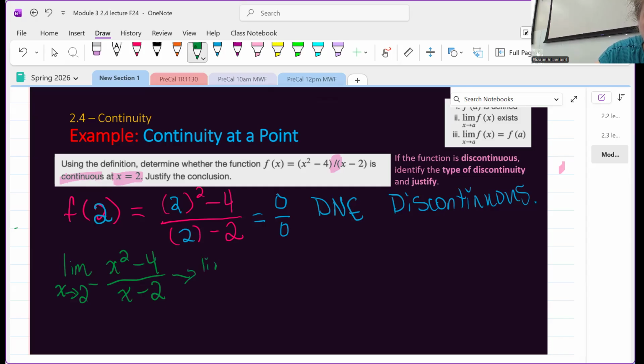So I can trade this out and figure out what it factors into. One of those factors is x minus 2. What does the other one have to be? Plus 2. Yep.